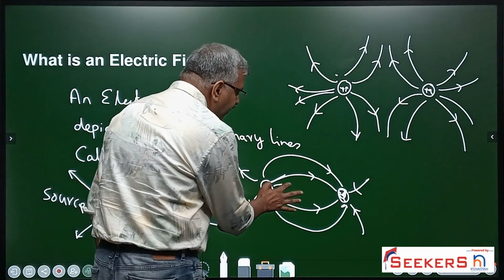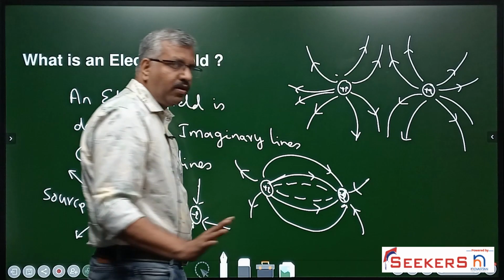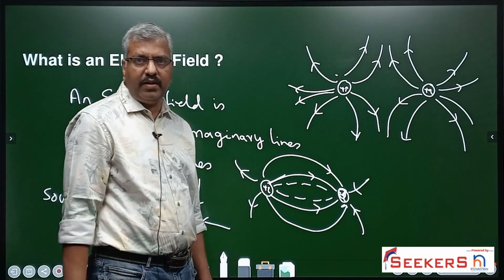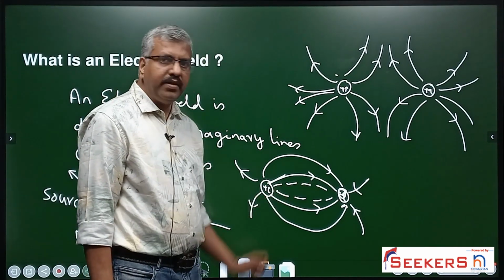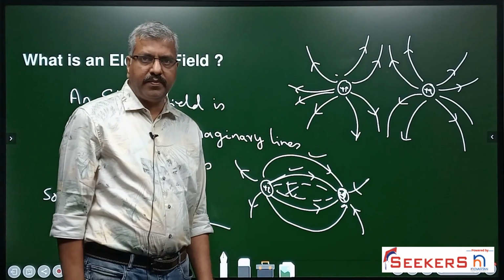I am not drawing field lines like this. So these are discontinuous lines. Field lines are not discontinuous lines, field lines are continuous lines. So here I have discontinuous lines. So these are not field lines, these are field lines.